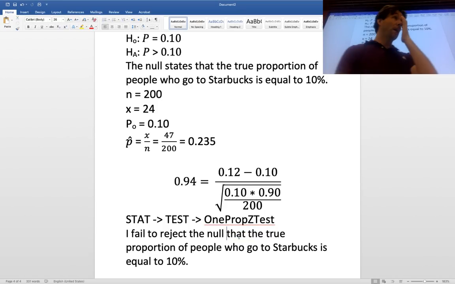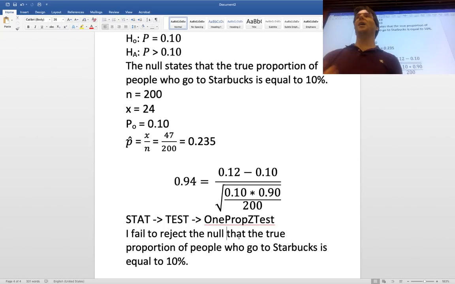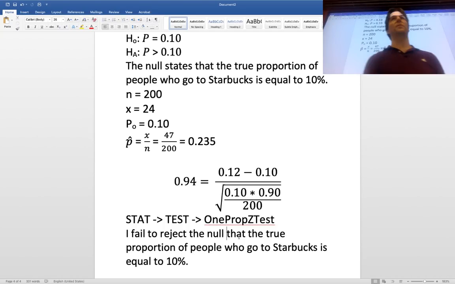And if you fail to reject, do you have evidence for the alternative? Correct. You do not have evidence for the alternative. And that's sometimes why I like to say do not reject. I do not have evidence for the alternative. But if I do reject, I do have evidence for the alternative. I do not reject the null. I do not have evidence for the alternative. I do reject the null. I do have evidence for the alternative. And do not reject is the same thing as fail to reject.